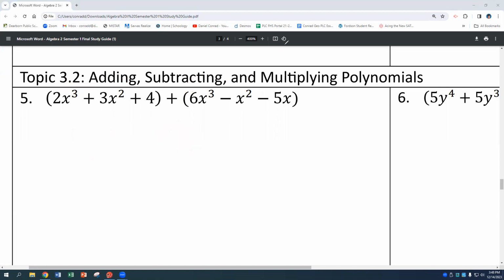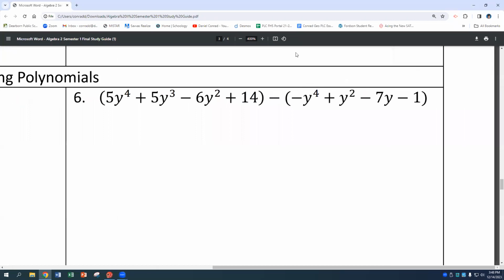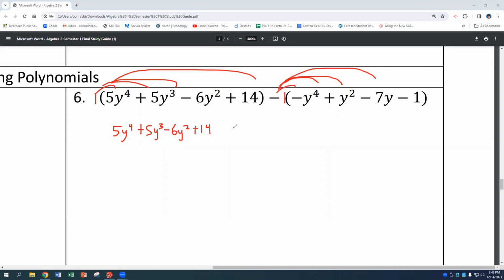Okay, number 6 is subtracting. So the big thing is when you subtract, you got to make sure you change the signs. You got to distribute the -1. For the first one, it's going to stay the same because we're just distributing a +1. So it's 5y to the fourth plus 5y to the third minus 6y squared plus 14. But then over here, you got to make sure you distribute the negative to each term. So it's going to be plus y to the fourth minus y squared plus 7y, and then plus 1.